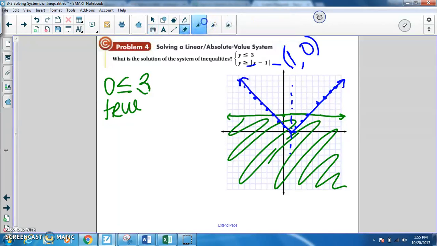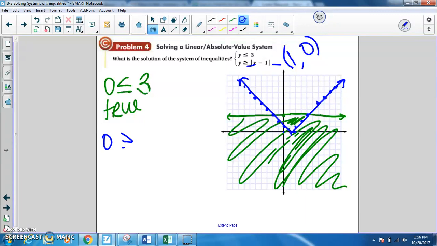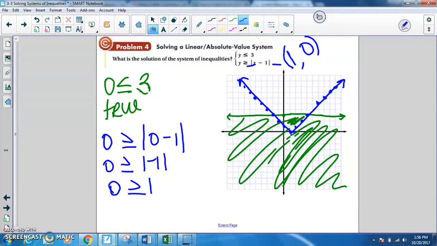I'm going to erase my axis of symmetry so I don't get confused that that's a boundary line. And now I need to figure out where to shade. So I'm going to test 0, 0. Is 0 greater than or equal to the absolute value of 0 minus 1? Is 0 greater than or equal to the absolute value of negative 1? The absolute value of negative 1 is 1. Is 0 greater than or equal to 1? This is false.